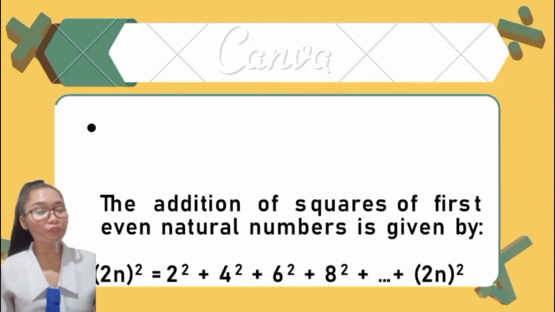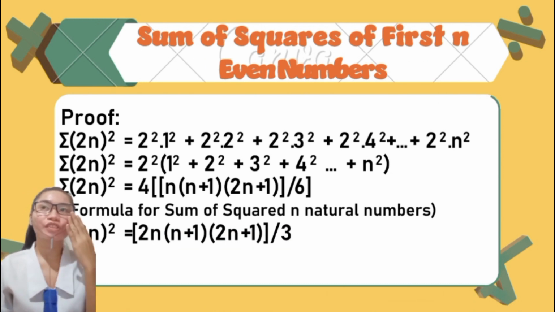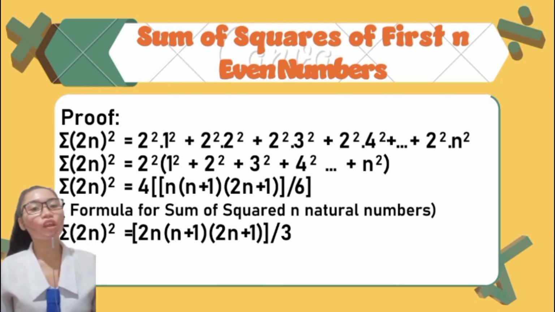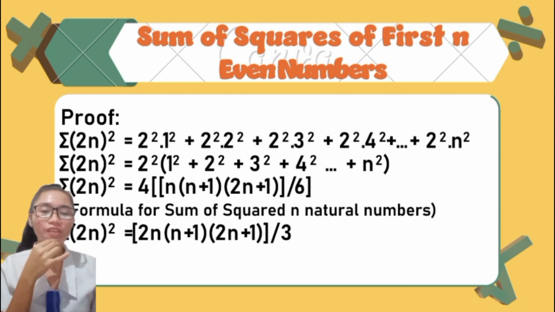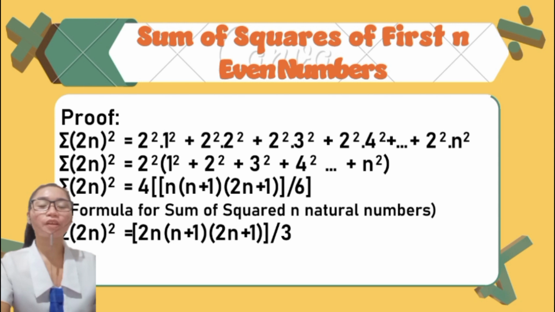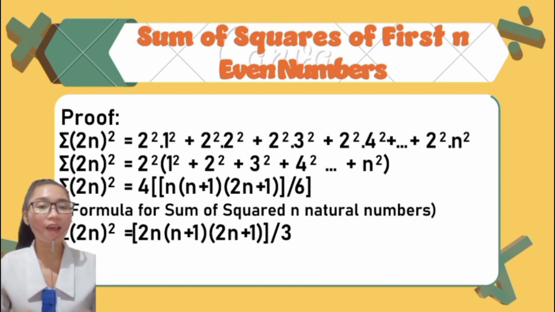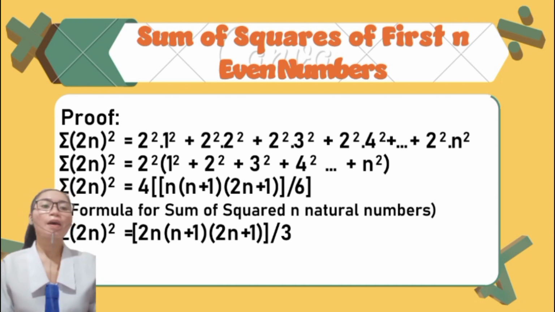Now, we have here a proof. Of course, in every statement, in every formula, there's always a proof that would justify that certain formula or that certain statement. So we have here the summation of 2n squared, which is equal to 2 squared times 1 squared plus 2 squared times 2 squared plus 2 squared times 3 squared plus 2 squared times 4 squared plus up until 2 squared times n squared. To simplify it further, we have to factor it out. So the summation of 2n squared is equal to 2 squared times the quantity 1 squared plus 2 squared plus 3 squared plus 4 squared up until n squared.